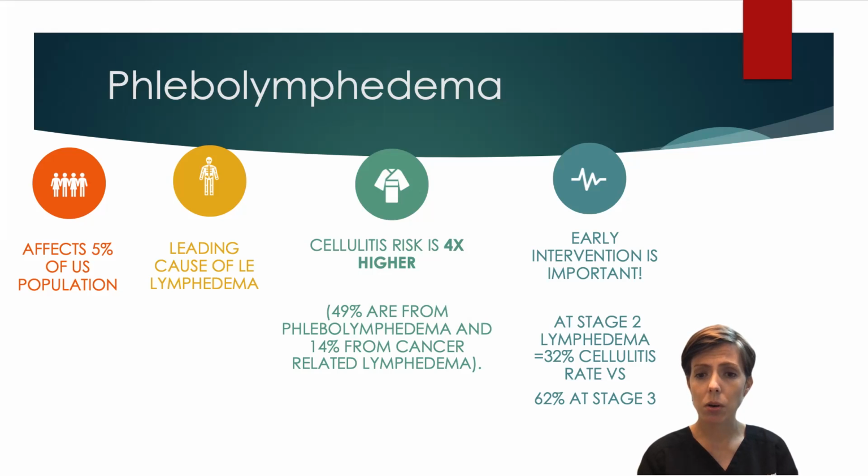At stage 2 of lymphedema, and this is just basic lymphedema, there's a 32% rate of cellulitis, versus when we get into the later stage 3, there's a 62% rate of cellulitis. And so we really want to decrease that risk, because that's burden on the healthcare system, that's burden on your wallet, and that's potentially putting you at risk of not good stuff happening, okay? We don't want our patients, or anybody in the community, being hospitalized unnecessarily, if it could be prevented, okay?